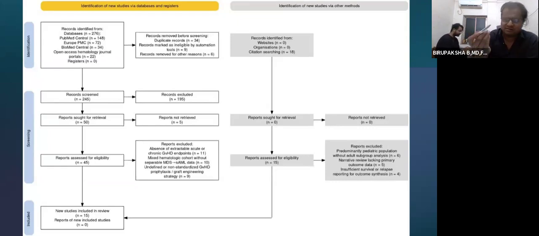This is not important. This is just a very simple slide so that you can follow along. There's a tool for this; you can use that and put in your inputs. It will generate a flow diagram for you, depending on identification, screening, and inclusion. You can see I've included 15 studies here. Right.